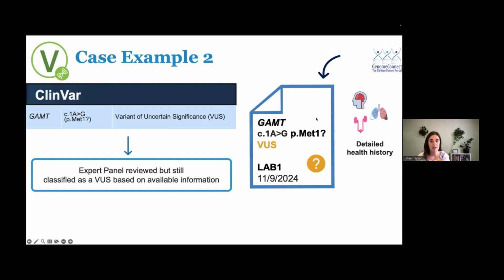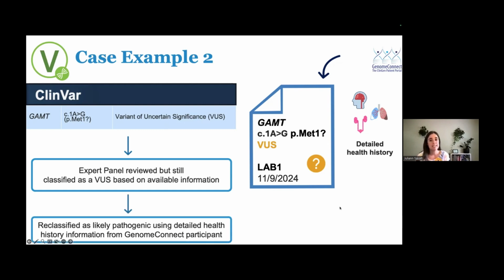But they also saw that GenomeConnect had a participant with a variant in this gene. That participant, it was classified as a VUS from their reporting lab as well, but we had really detailed health history from that participant, and we were able to go back to ask them a few more questions about their health history that ultimately was really helpful in shifting this variant to likely pathogenic. The fact that we had that tie back to them, we were able to get some detailed medical records. That was enough for this expert panel to be able to say, we do think this is tied to health and disease. Those additional details were able to help increase clarity about this genetic change.